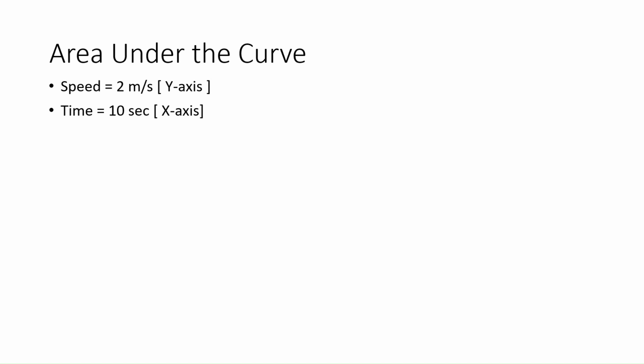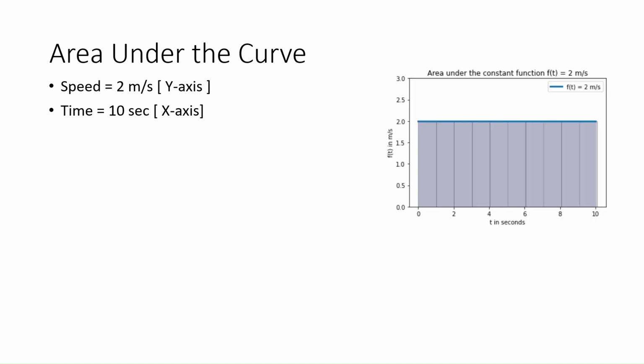Now this problem can be plotted where the x-axis is time and the y-axis is the speed. In this problem, the speed of the person is constant, which is what is depicted by this blue line. To figure out how much distance he has covered in 10 seconds, we follow this algebraic expression: speed into time. Speed is 2 meters per second multiplied by 10 seconds, so it will be 20 meters that the person has covered in 10 seconds.